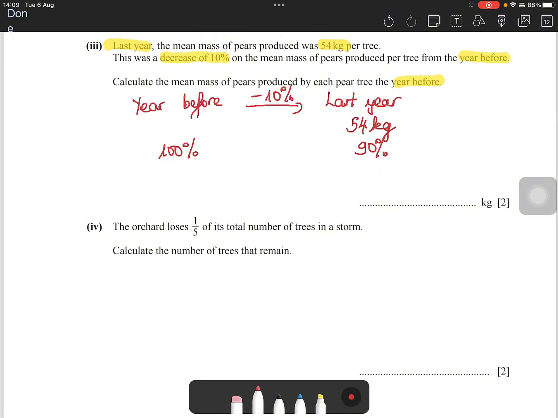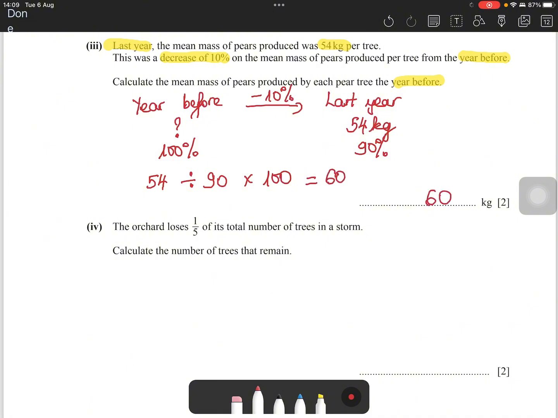So we need to calculate the mean mass of pears the year before. And to do this, we will divide 54 by 90 to find the value of 1%. And then we multiply by 100 to find 100%. And the answer is 60 kilograms.